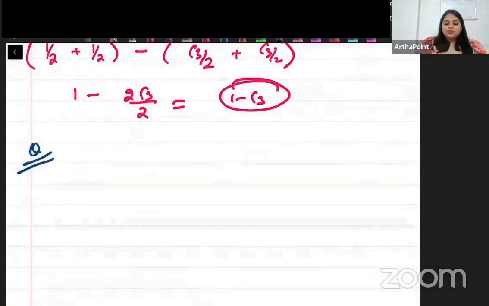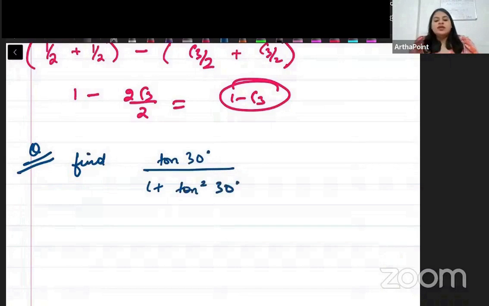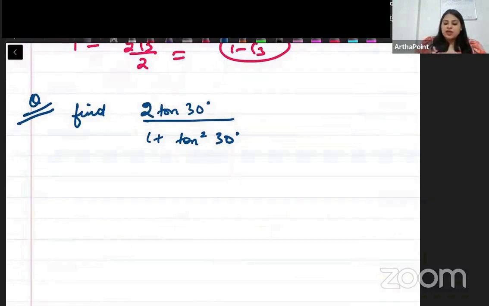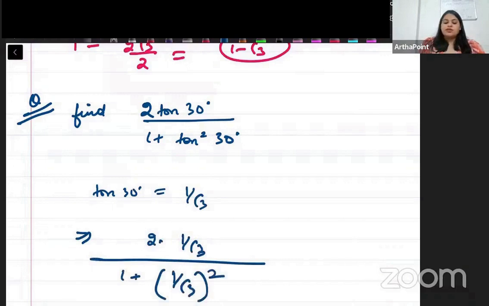Find 2 tan 30 upon 1 plus tan square 30 degrees. This is the question. Again, this is pretty simple. We know, beta, that tan 30 is 1 by root 3. So this will be 2 into 1 by root 3 upon 1 plus 1 by root 3 whole square. Just solve this and get the answer.